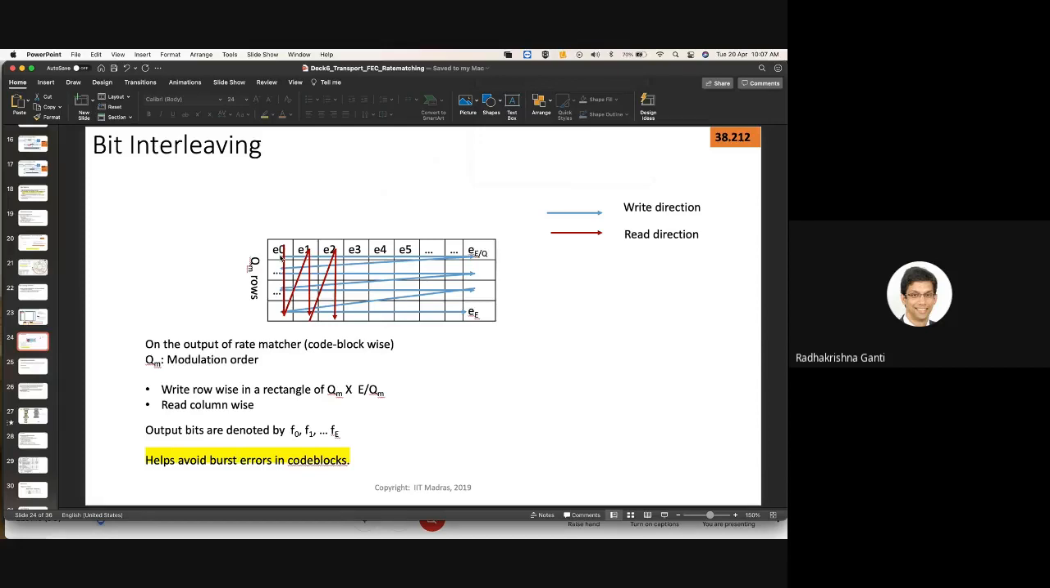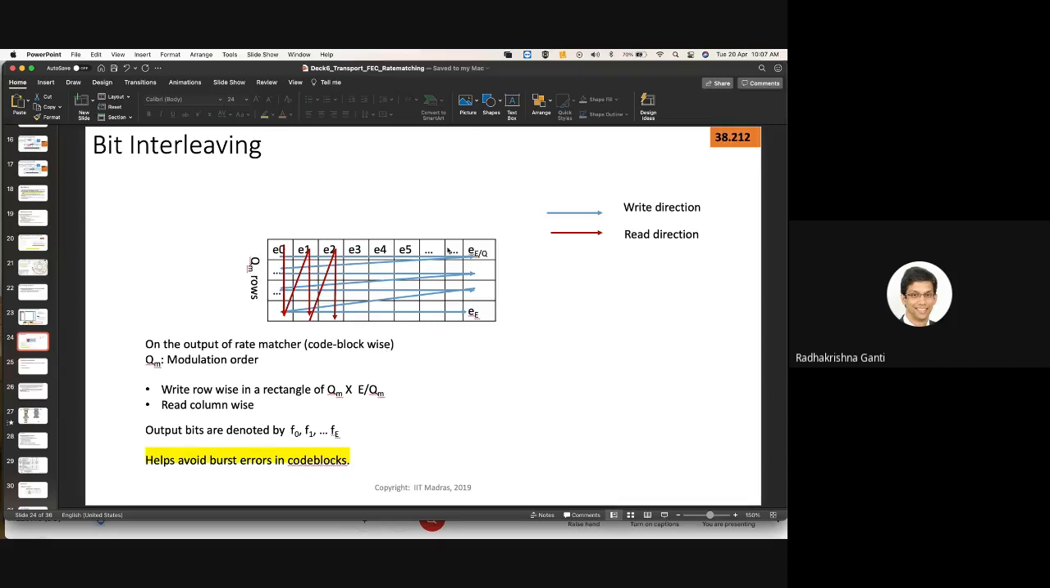Okay, does it make sense? Okay, and what is the size of this grid? The number of rows is equal to QM, where QM is the modulation size. So if you have a 16 QAM, the number of rows will be 4. So you write your entire code block in some number of columns cross 4 rows.